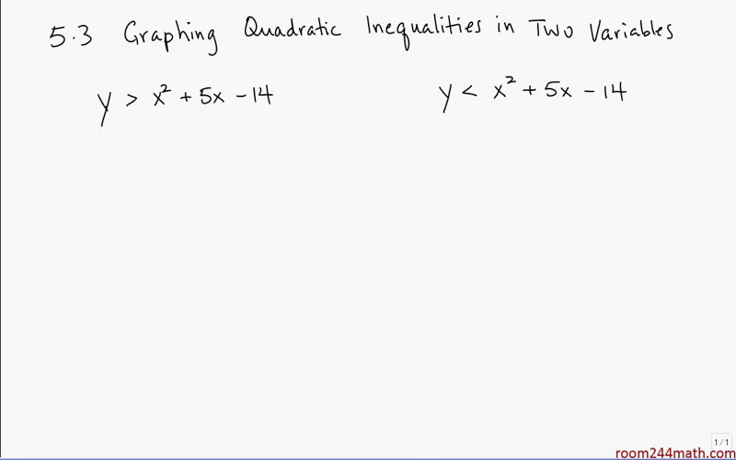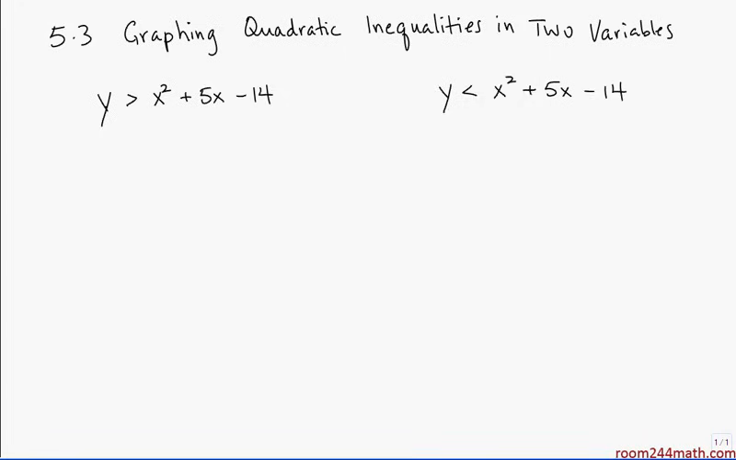Graphing quadratic inequalities in two variables is really not much more difficult than graphing linear inequalities in two variables. Of course, the key is that you have to be able to graph the quadratic function. So let's take a look at two variations of the same quadratic function. In one case, we've got y is greater than x squared plus 5x minus 14, and the other we have y is less than x squared plus 5x plus 14.